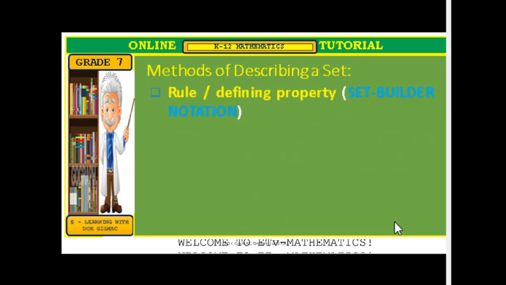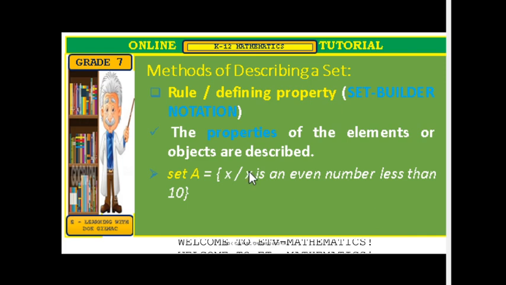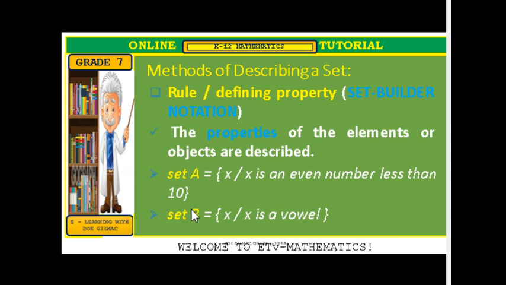Then we have what we call the rule or defining property, or the set builder notation. The properties of the elements or objects are described. For instance, set A is equal to the set of x such that x is an even number less than 10. Then set B is equal to the set of x such that x is a vowel. So as you can see, there is a certain rule here in selecting elements or objects of a set.